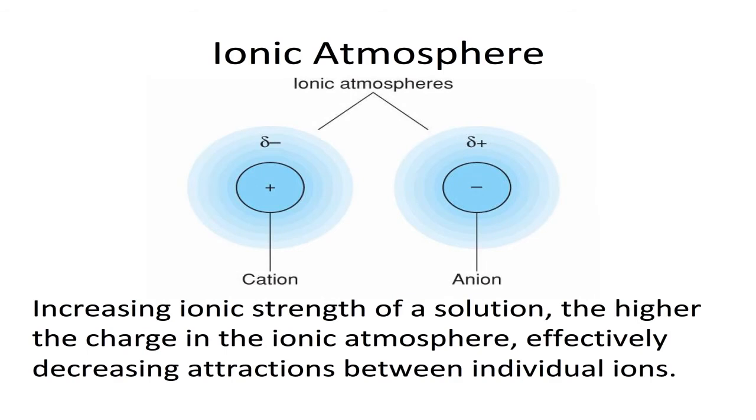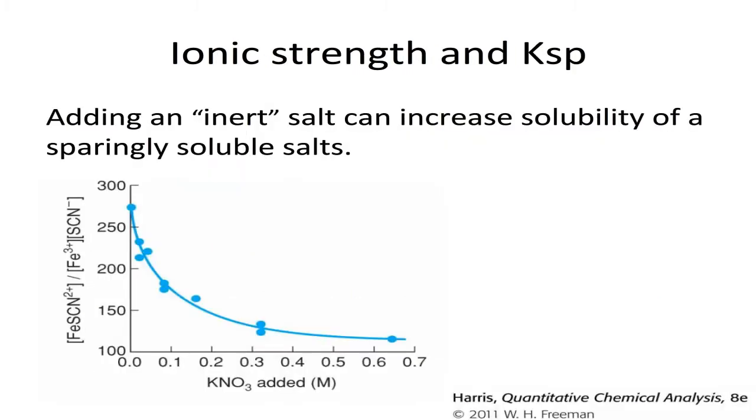Ions in solution are surrounded by an ionic atmosphere. Increasing the ionic strength of the solution, or the charged species in the solution, increases the strength of the ionic atmosphere, which effectively decreases attractions between individual charged ions. As we saw in the example on the opening slide, adding an inert salt to solution and increasing the ionic strength can increase the solubility of sparingly soluble salts.